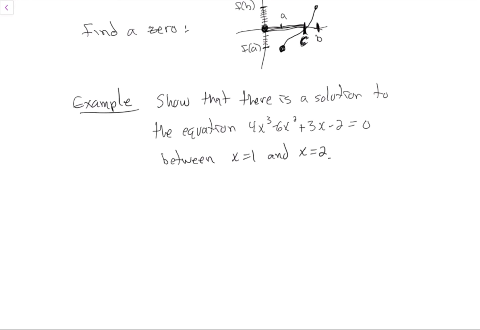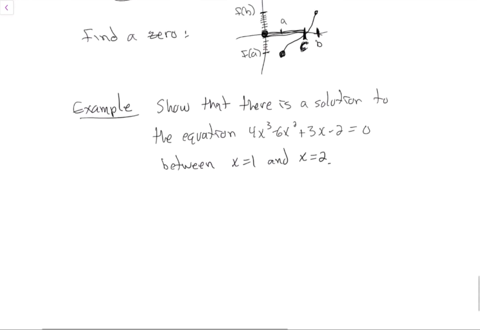So what I'm considering in this case, I'm going to leave this graph up here. This is my function f(x). So what I want is for f to be negative or positive at some point. So I want to know at x equals 1 and at x equals 2, what are the y values on this function? So we could pretty quickly figure that out.